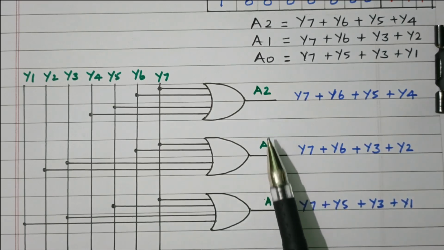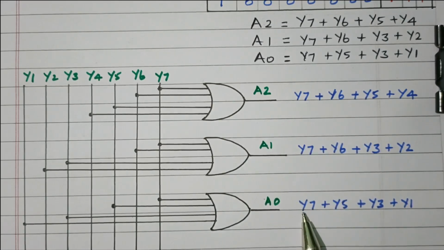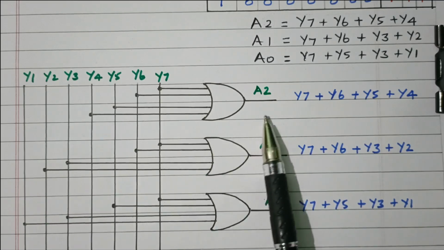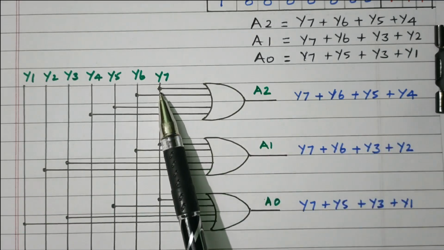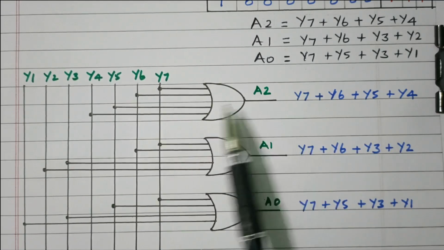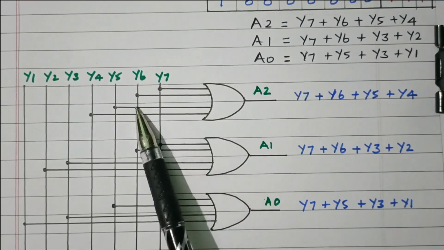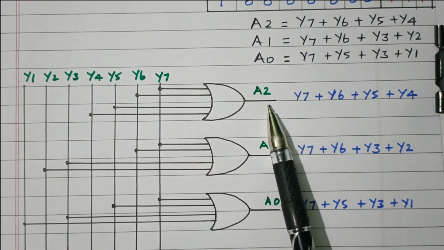So we got A2, A1, A0 as a 3-digit output with 8 combinations. Automatically, based on this value, we'll get the output. For example, if Y7 is 1, we'll get the output. If Y6 is 1, we get the output. If Y5 is 1 or Y4. Because of the OR gate, if any one input is high, we'll get the high output.